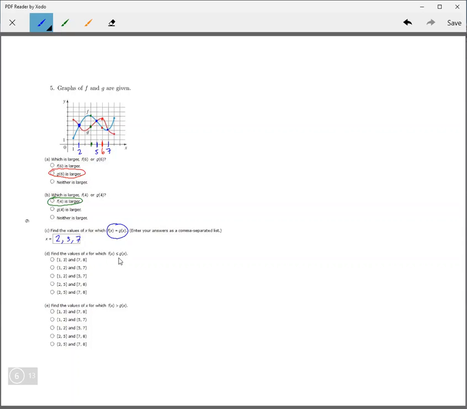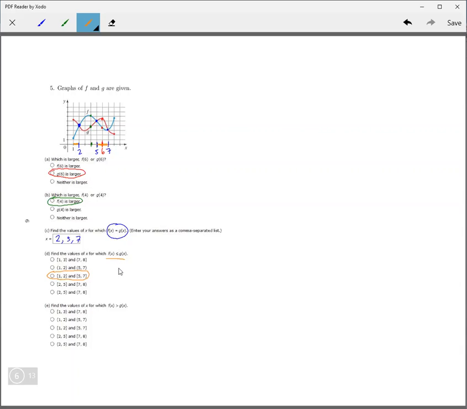Okay, find the values of x for which f of x is less than or equal to g of x. Okay, so that will be where the graph of f is lower. So where the blue one is lower will be right there. And the blue one's higher there. The blue one's lower there. Just in those two places. So from 1 to 2. And from 5 to 7. So just right here. And including the endpoints because it's less than or equal to.